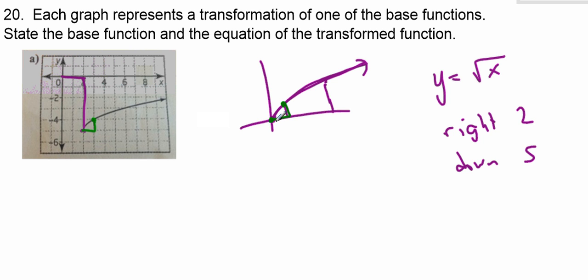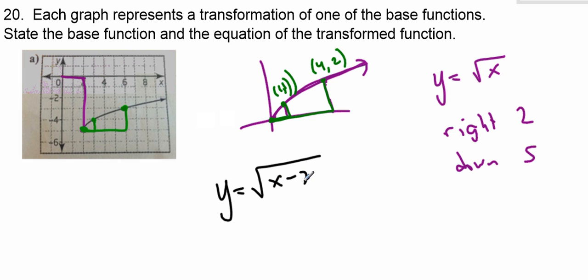To confirm that, my next known point is the point here at over 4, up 2. So let's test and see if that point still exists. If I go from the basic start point over 4 and up 2, I still have a perfect graph. So I haven't stretched or compressed this graph at all. All I've done is moved it from its original location. How did I move it? I moved it to the right by 2 and then down 5. So this is what right by 2 looks like, and this is what down 5 looks like.